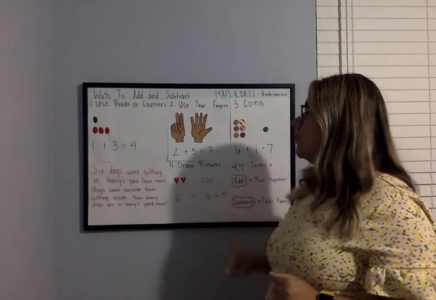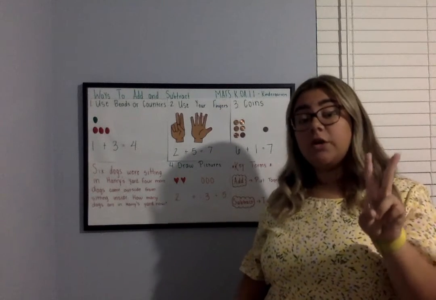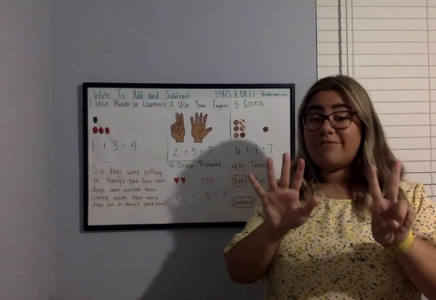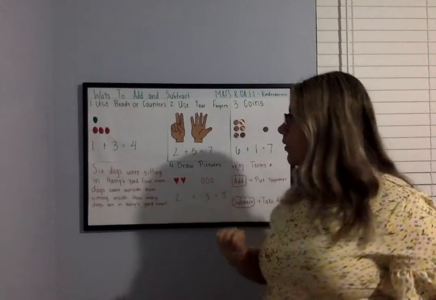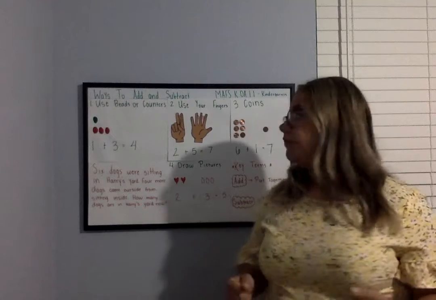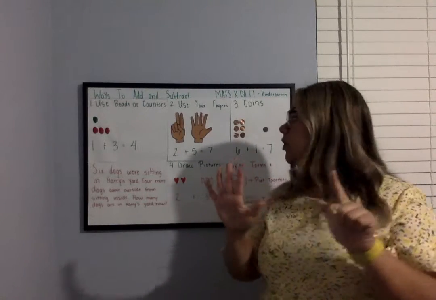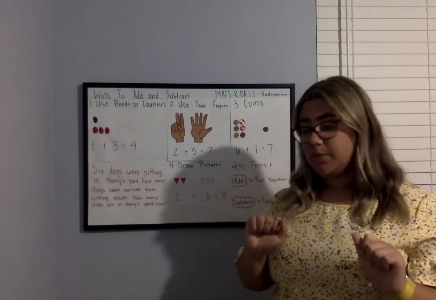So for this problem, we have 2 plus 5. So we'd have them show 2 fingers on one hand and 5 fingers on the other. Then you're going to have them count all of their fingers, so 7 fingers. However, if you wanted to do this as a subtraction problem, you would start with all 7 fingers up, you'd have them put down 5, and what's left is their answer.